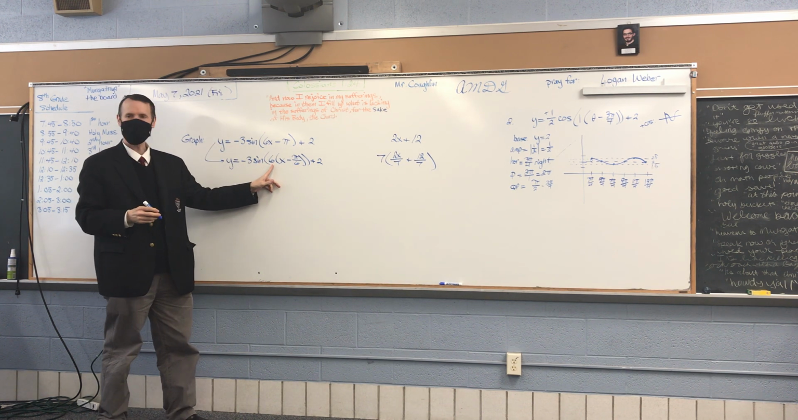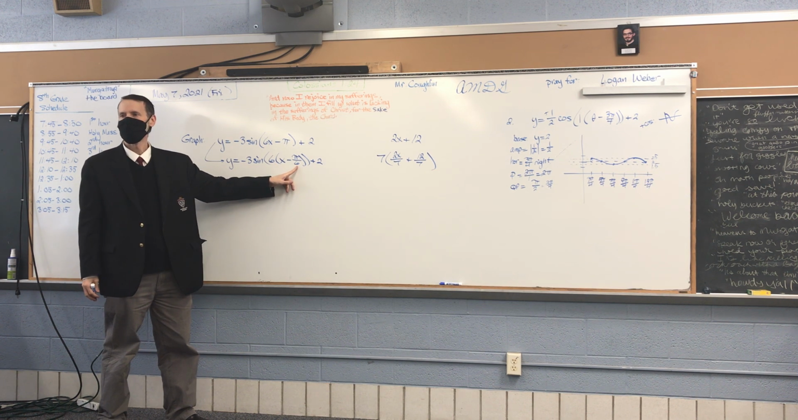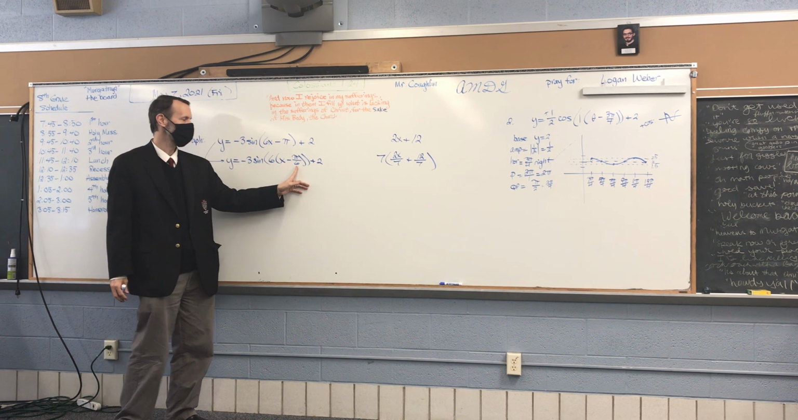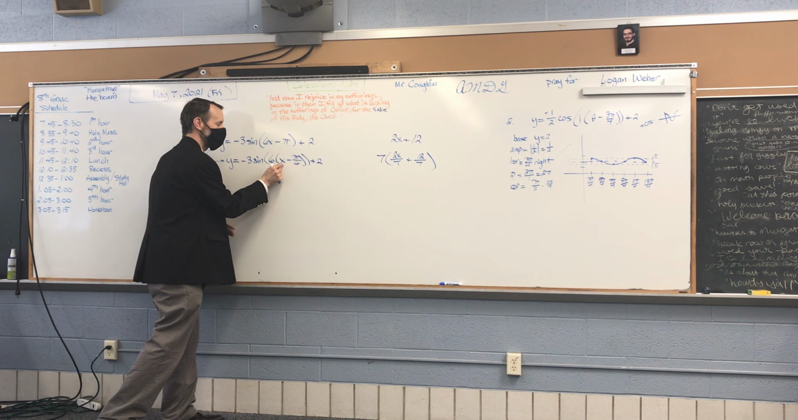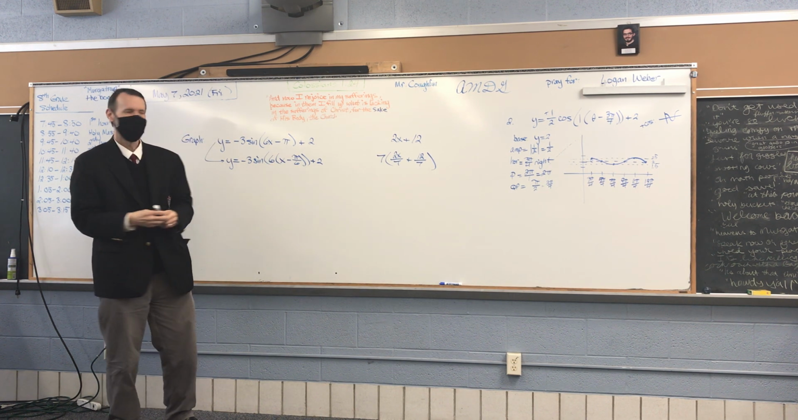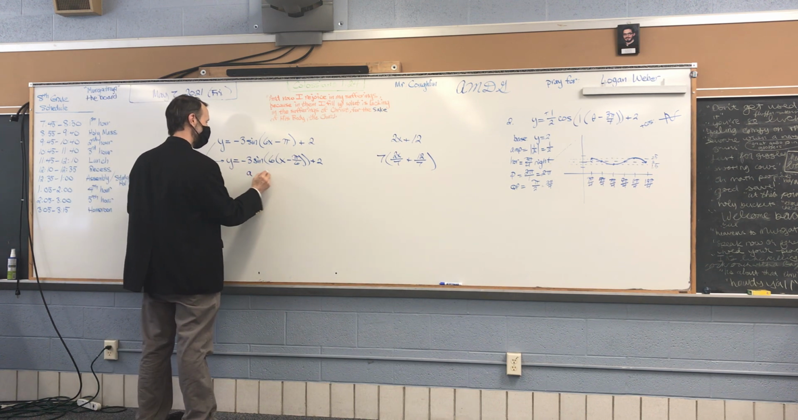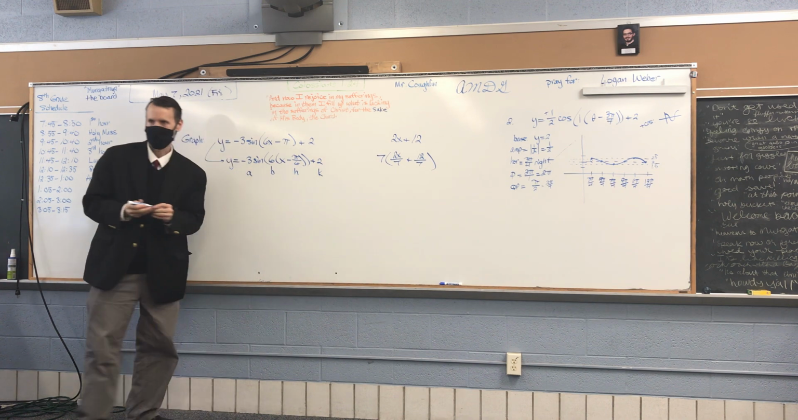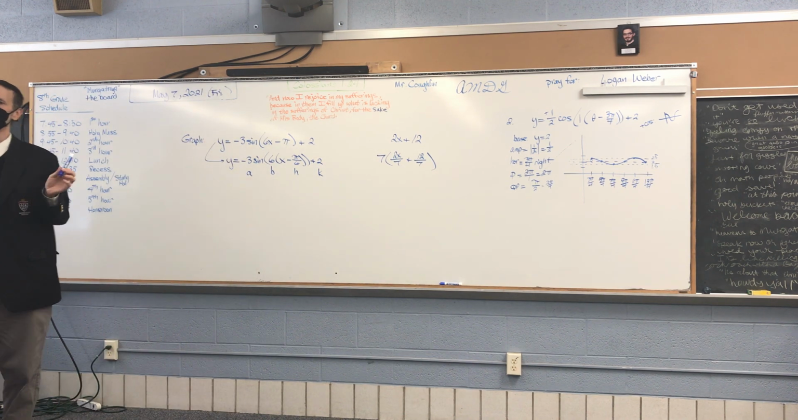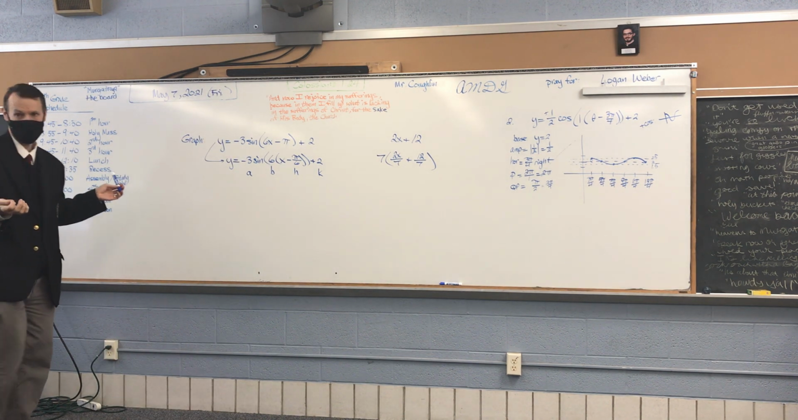I'm not so concerned with what happens here. Everybody look at her? I'm not so concerned with whether this is messy or not. I just want this by itself, and I want a number in front. How come? Because this is A, B, H, K. Those are the pieces we need in order to make our graph parts.